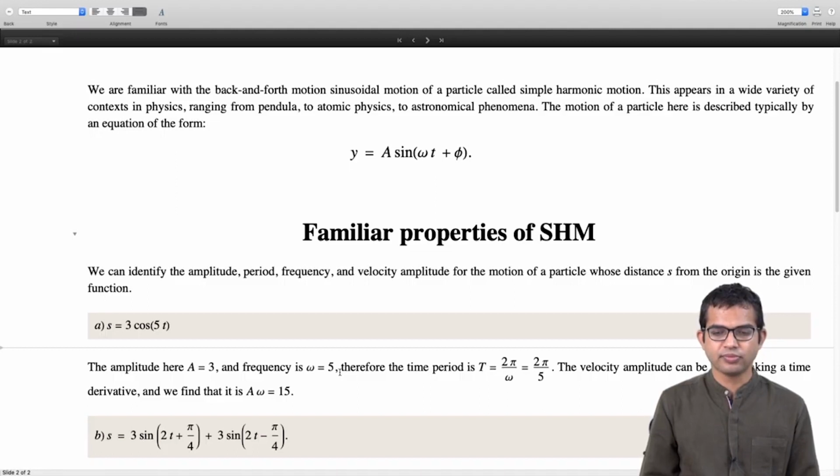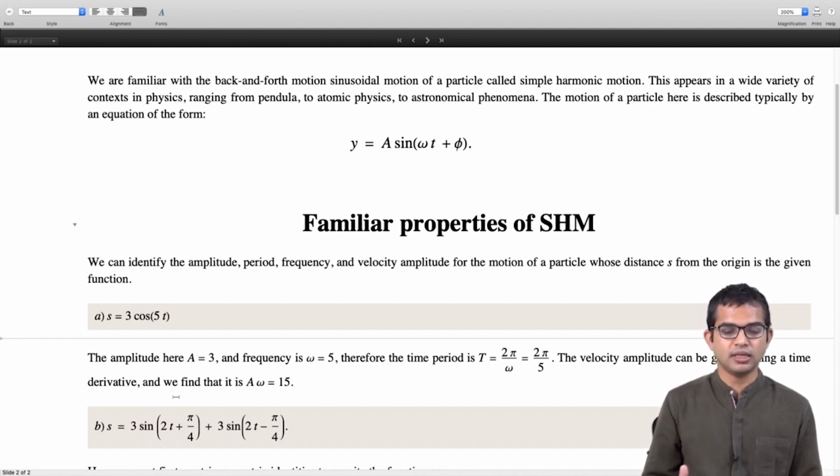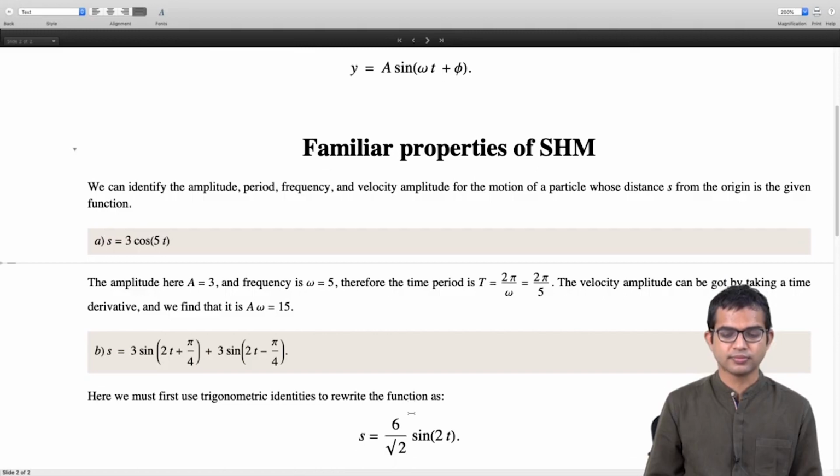And sometimes, blindly looking at the functional form, one may be deceived into concluding that it may not be SHM, but if you carefully arrange the terms in a suitable way. So like in this example, using trigonometric identities, we can recast this functional form in the following manner, and in fact we'll be able to check that this is 6 by root 2 times sine of 2t, right?